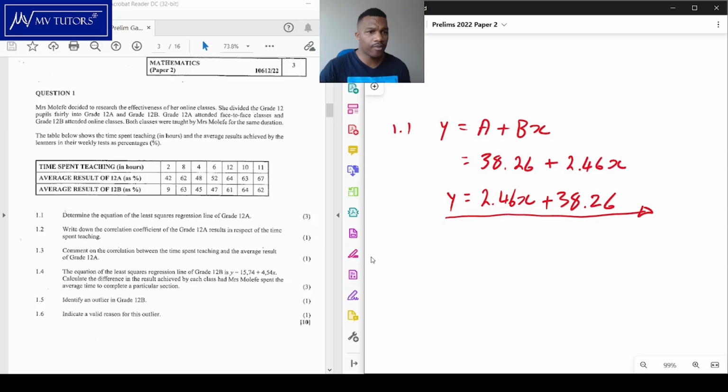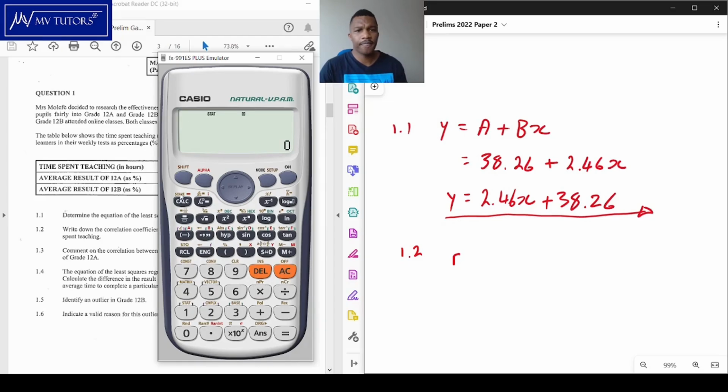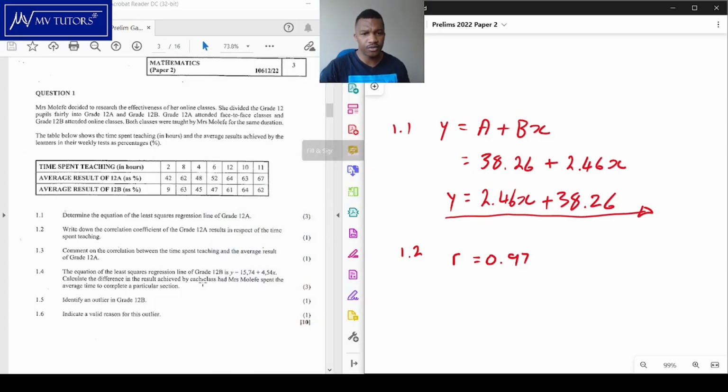Okay, let's go for 1.2 now. It says write down the correlation coefficient of grade 12A results in respect of the time spent teaching. So now the correlation, we go back to our calculator, and then we go shift once again, back to stat, regression number 5, and what we're looking for is the correlation, which is number 3. So we'll go for 3 and press equals, and we get a value of 0.97, because I'm going for 2 decimals.